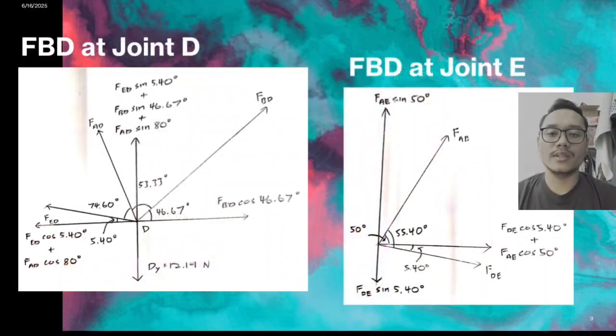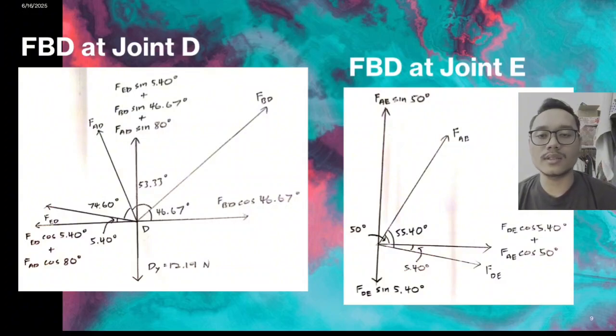For FBD at joint D, we assume the force for DY is 12.19 Newton. The angle for FBD is cos 46.67 while the others are FED cos 5.40 degrees, FAD cos 80 degrees, and FED sin 5.40 degrees plus FBD sin 46.67 degrees plus FAD sin 80 degrees.